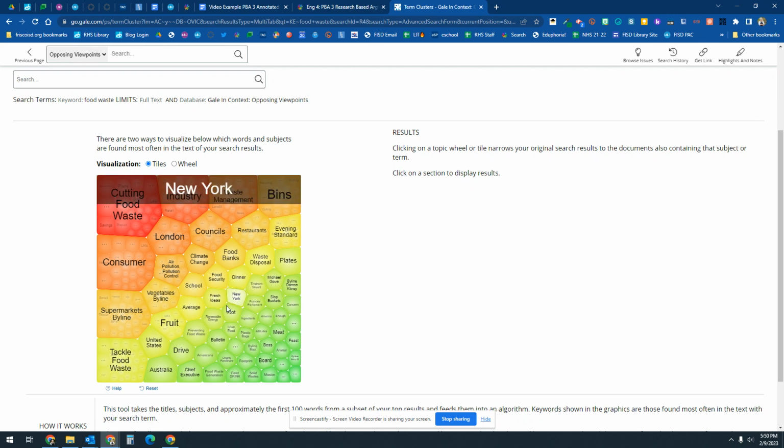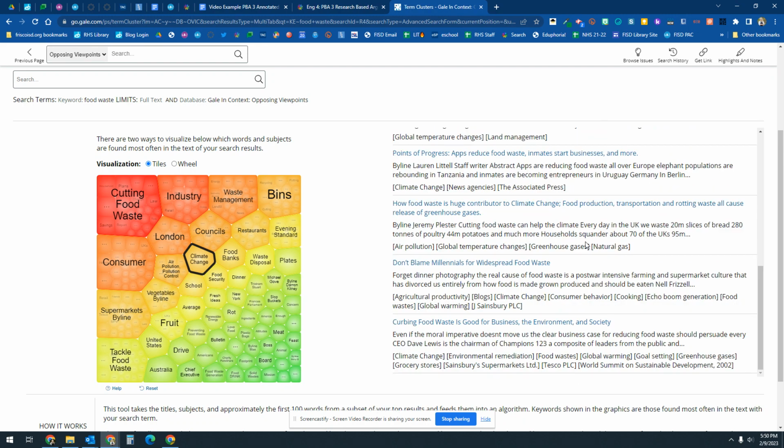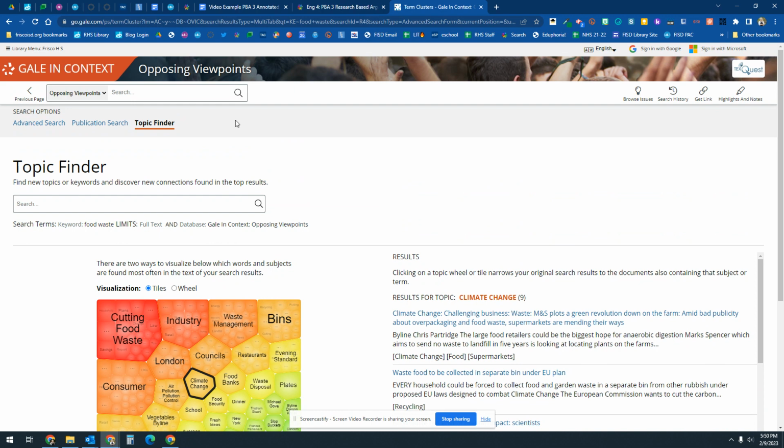So if I wanted to look at these, remember my question had climate change in it. So if I wanted to look at just the food waste and climate change articles, there are 9 here. These are probably going to be directly related in some way to my research question. So this would be a great place for me to start. And it also, again, tells me that my research question is not too broad and not too narrow, because there are 9 articles that deal directly with my topic and climate change. Okay. So that is an excellent way to do that.